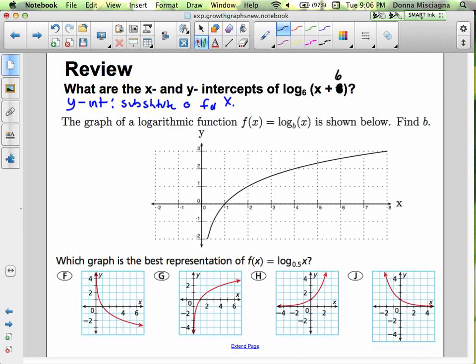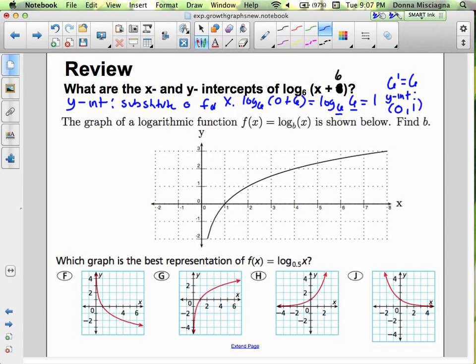All right, so if we substitute 0 for x, we're going to have log base 6 of 0 plus 6. Well, that's just log base 6 of 6. Now remember, when you're evaluating a log function, you're asking yourselves, what do I have to raise 6 to get 6? Well, that just equals 1. Right, so we have a y-intercept, because, a reminder, 6 to the first is 6, right? So we have a y-intercept at 0, 1.